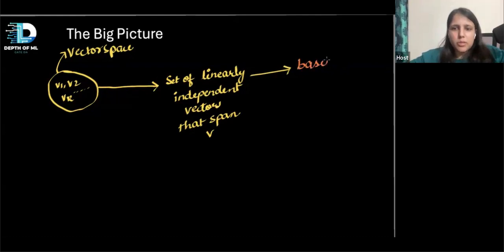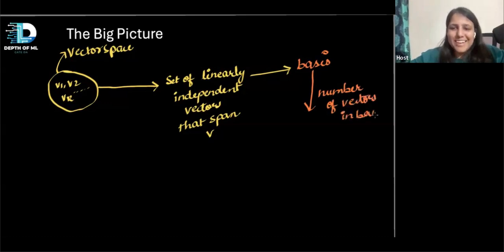Basis, right? So this is called basis. Fine. If I take the number of vectors in a basis, what is it called? It's called dimension. Dimension of the vector space. Okay.